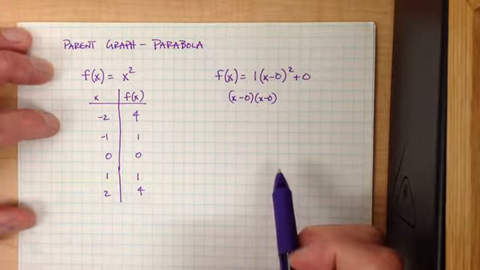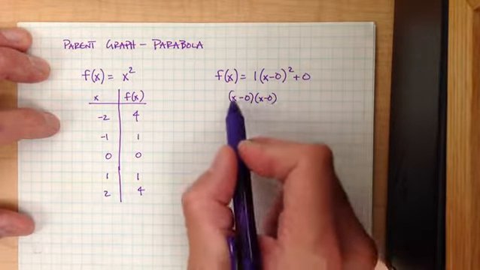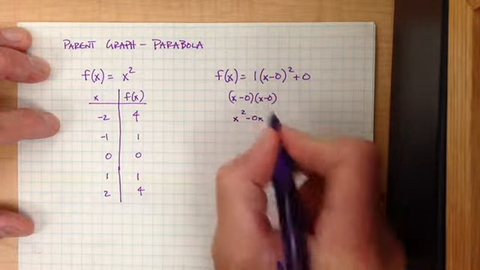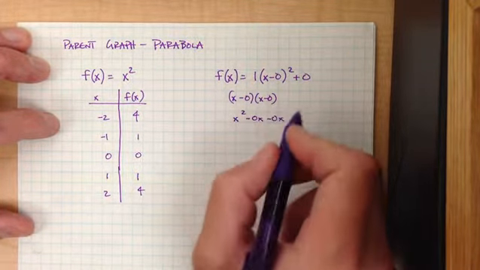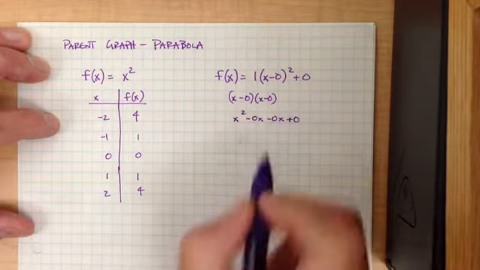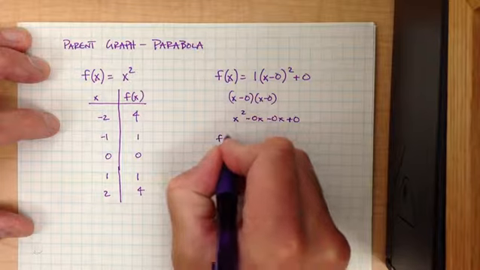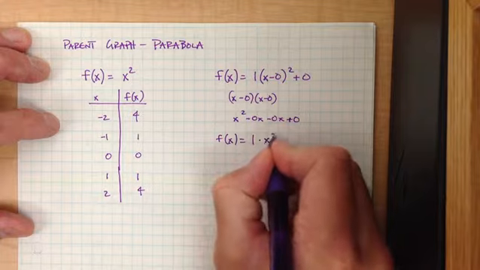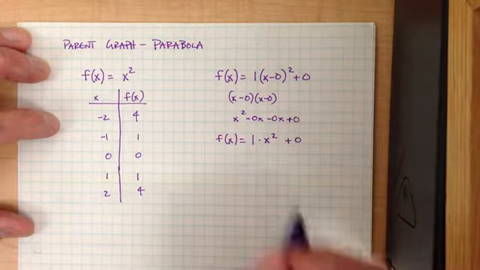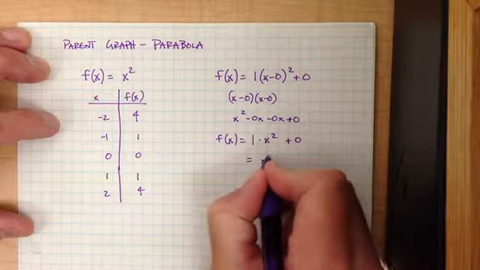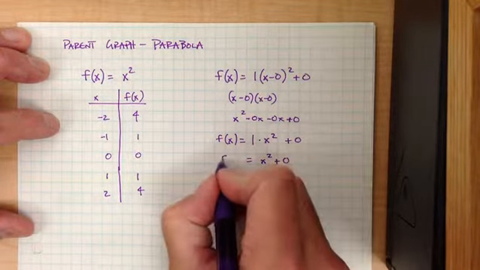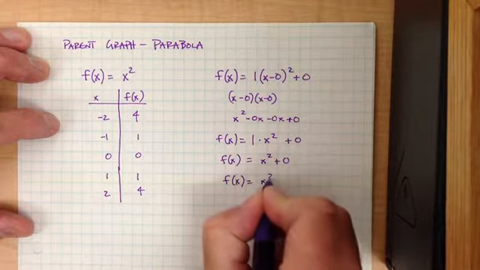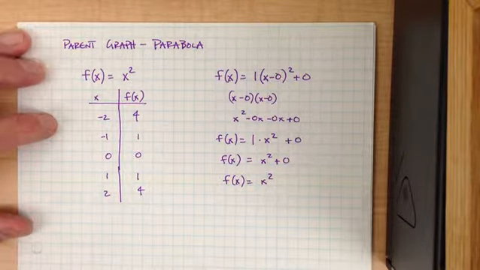In most cases here, you'd get fortunate and it would work out to be the same thing. x times x is x squared. x times 0, 0x. 0 times x, 0x. 0 times 0, 0. You simplify that, we are now left with f of x equals 1 times x squared plus 0. 1 times x squared is just x squared plus 0. Simplify it further. f of x equals x squared. The exact same thing, just alternate forms.